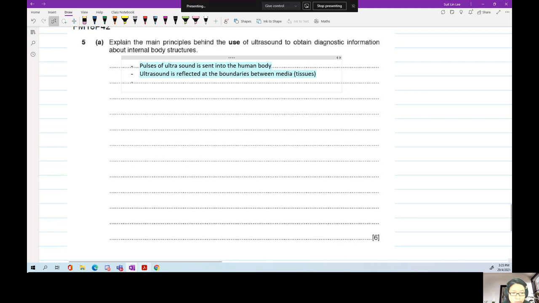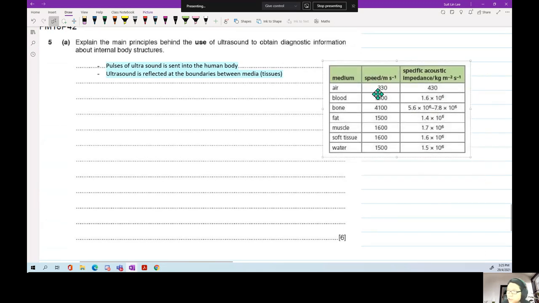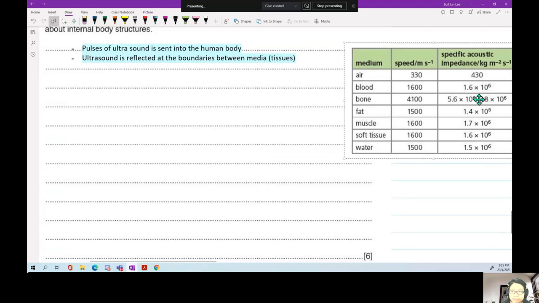So how much is reflected depends on whether it's skin and tissue. Let me go and dig out a table for you to stare at if you need it. So this one tells you how much it will reflect between the media, because sound will travel at different speeds in blood, in bone, in fat, in muscle. Because they travel at different speeds, the reflection behavior is different. So the ultrasound is reflected at the boundaries between the media.